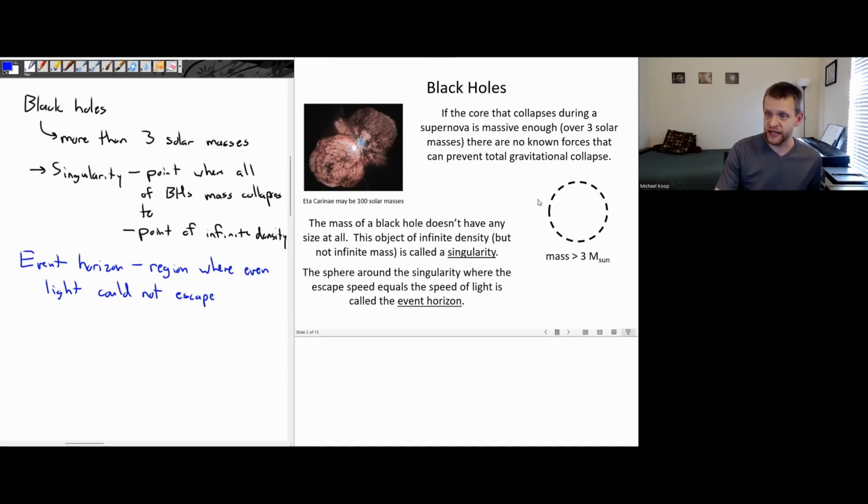So basically, the event horizon is a one-way path. If you go past the event horizon, we are not going to see you again. We'll talk briefly about what might actually happen if you were to cross that.